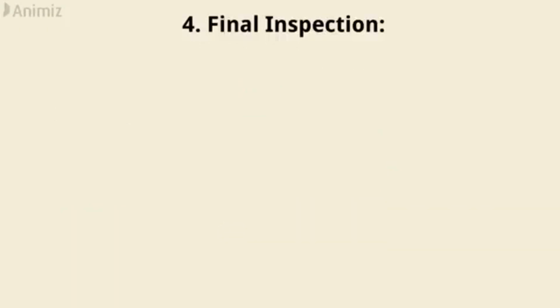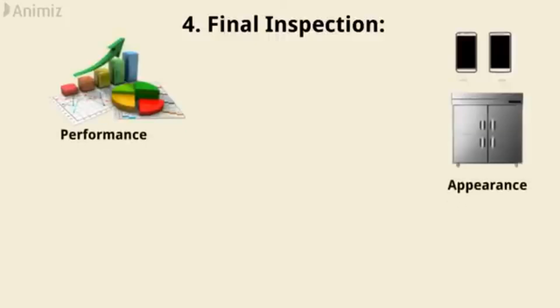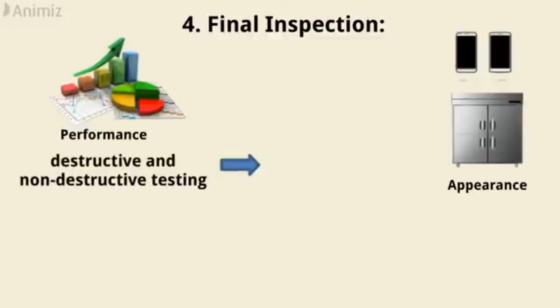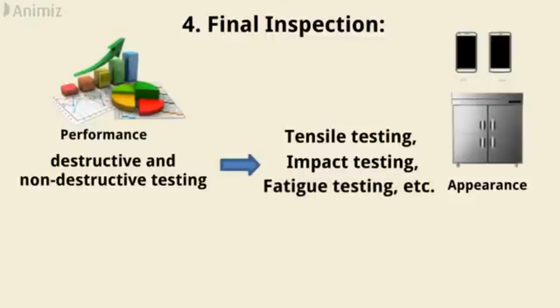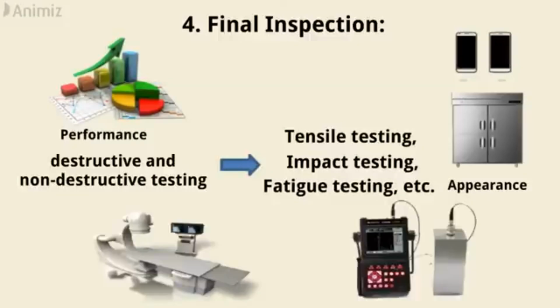4. Final inspection. In the final inspection, the inspector checks the performance and appearance of the product before delivery. These types of checking include destructive and non-destructive testing such as tensile testing, impact testing, fatigue testing, etc. The final stage of inspection ensures that the product passes X-ray radiography, ultrasonic inspection, etc.